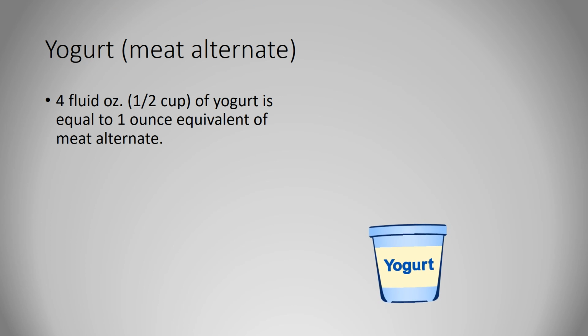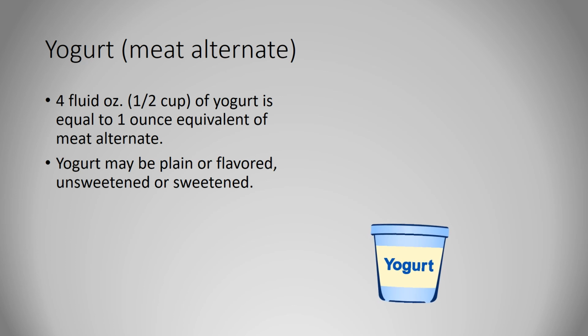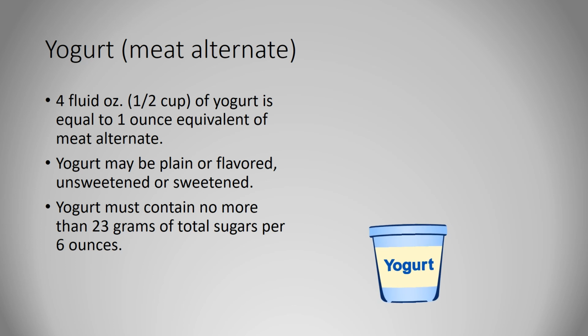Yogurt is another meat alternate. 4 fluid ounces, or half a cup, of yogurt equals 1 ounce equivalent of meat alternate. Yogurt may be plain or flavored, unsweetened or sweetened. Yogurt must contain no more than 23 grams of total sugar per 6 ounces.